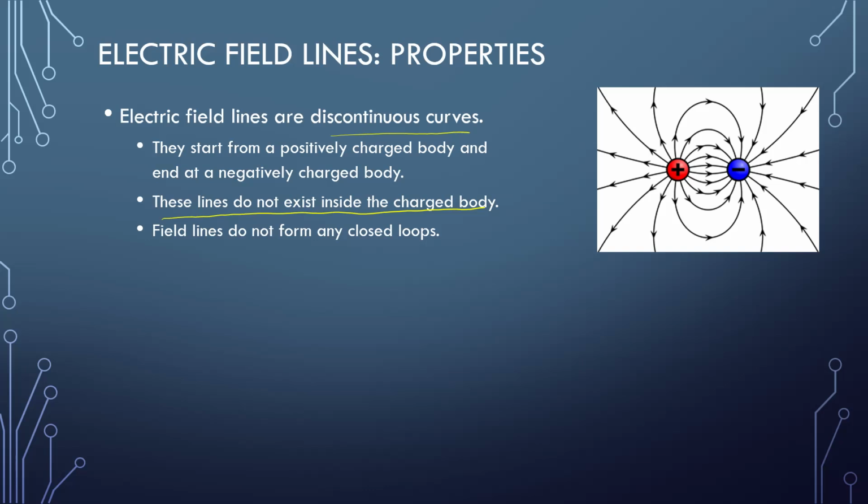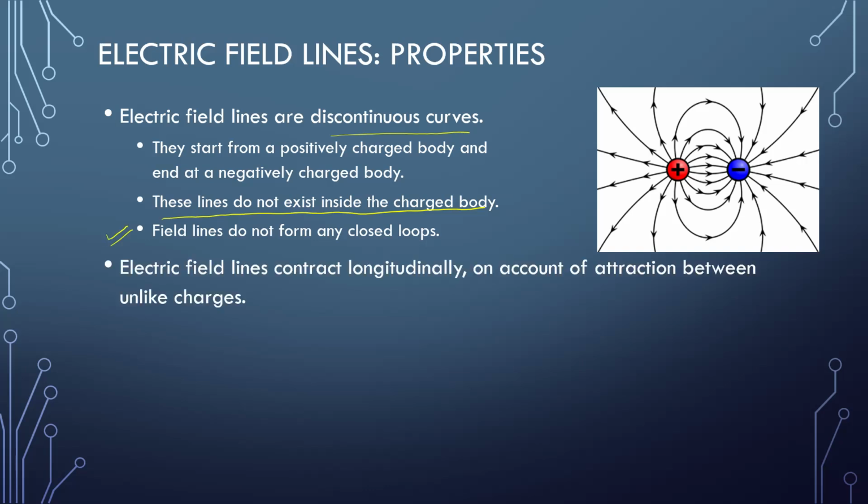And they are not forming closed loops, right? They are going from the positive, ending on the negative charge. But they are not going from negative to positive again. That is not happening, right? So that is why we are saying that they are not forming closed loops. Then electric field lines contract longitudinally on account of attraction between unlike charges. So this property is also explained on the basis of this particular diagram only, that they are contracting longitudinally on account of attraction.